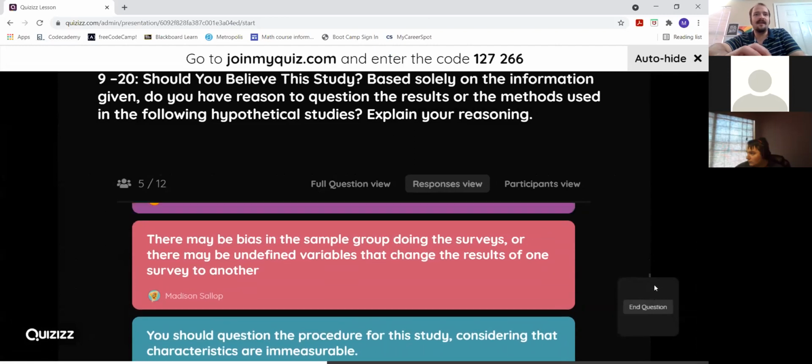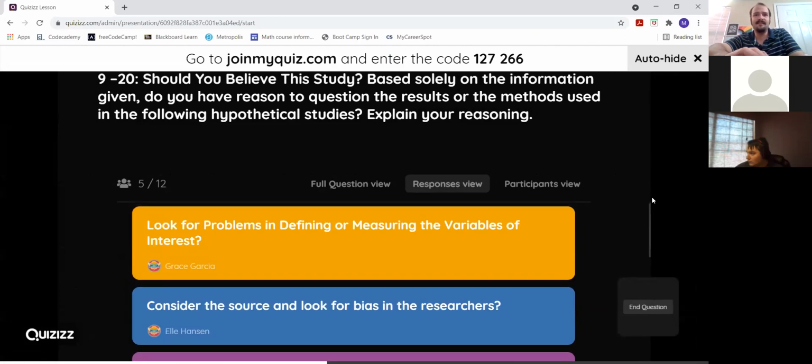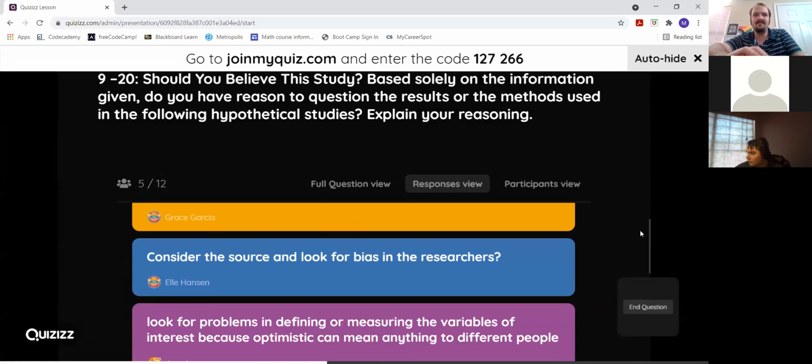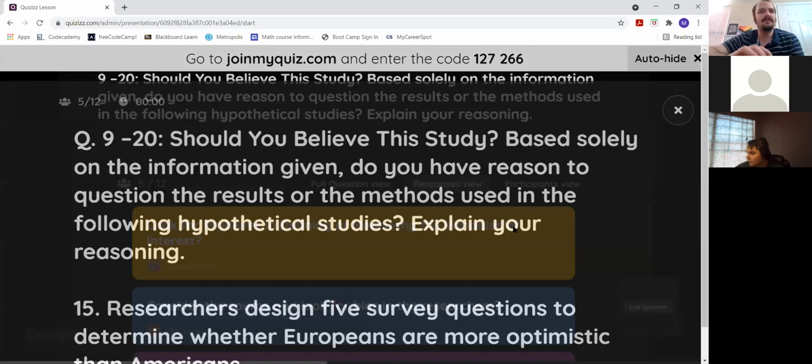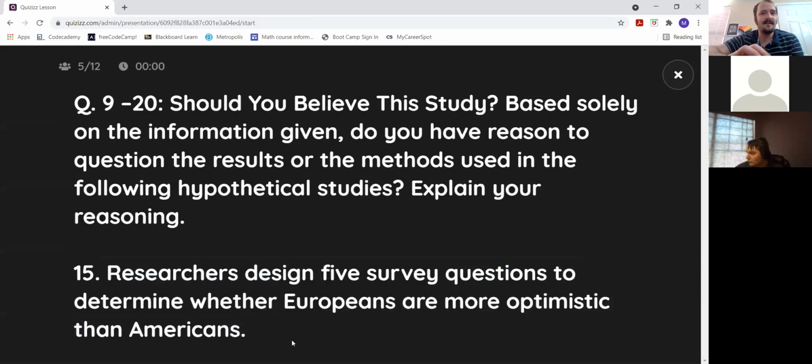Characteristics are immeasurable. Yeah, that was the what do they call it? Consider the source. Yeah, so I guess that's a good thing you might want to do. It doesn't say who did the research here. So if it was Europeans doing the research versus if it was Americans, would be a valid thing to look at.